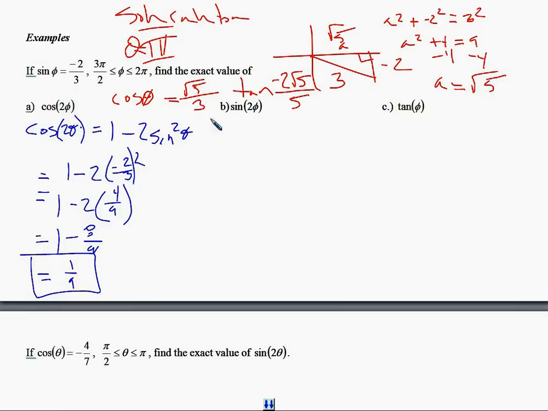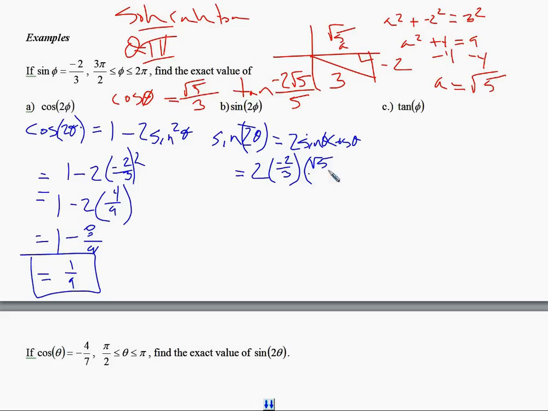We do the same thing here for sine. Sine of twice the angle is equal to 2 sine times cosine of the angle. And then we just substitute our values. I know what the sine of the angle is, it's negative 2 over 3. And I know what the cosine of the angle is, I found it by setting up my right triangle. That's radical 5 over 3.